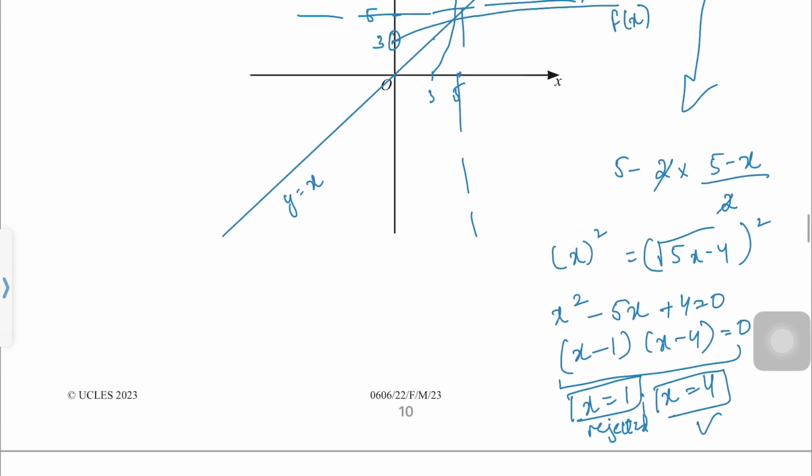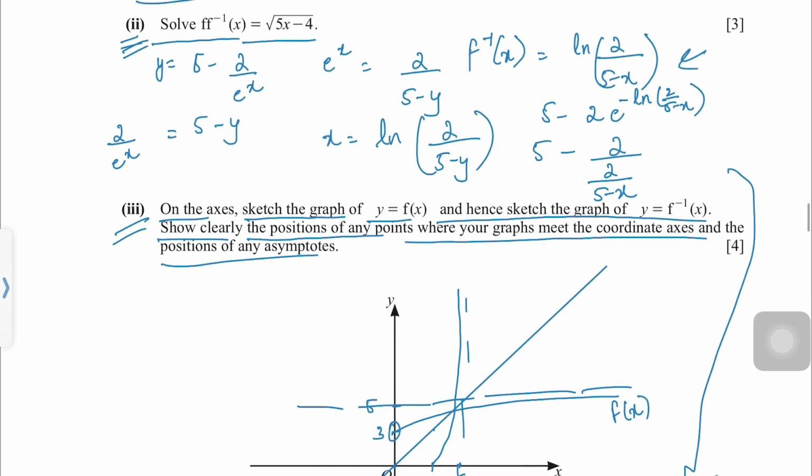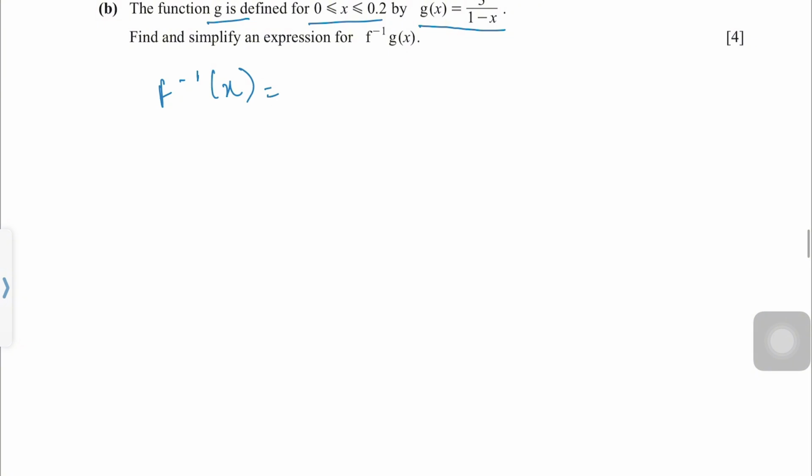I guess part B is given as: the function g is defined as x from 0 till 0.2, g of x is 3 over 1 minus x. Our f inverse of x was given as this. So that would be ln of 2 over 5 minus x.